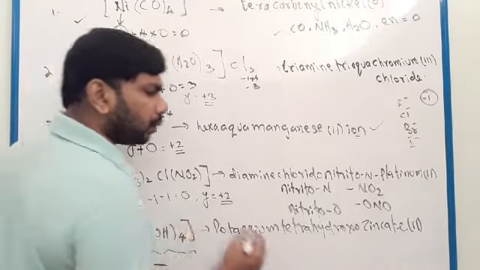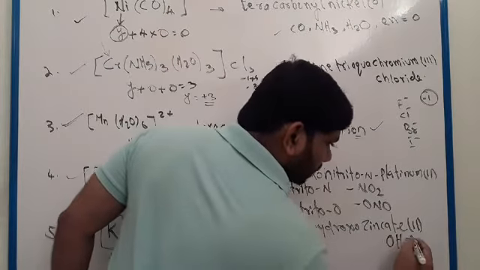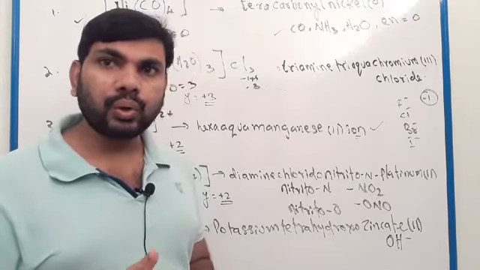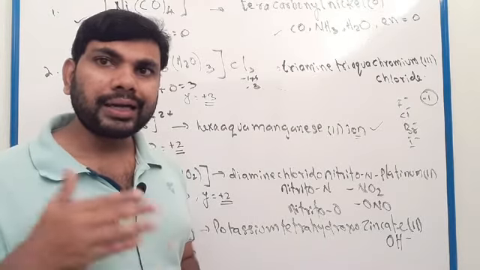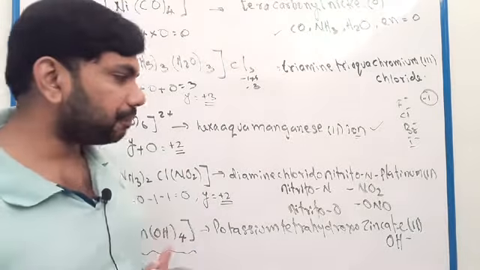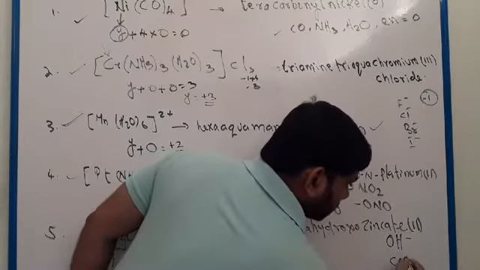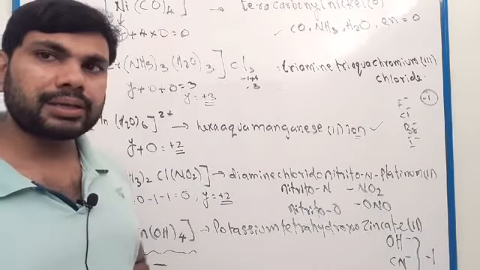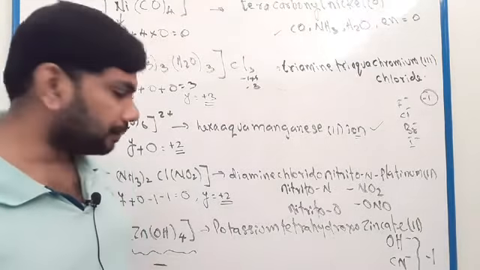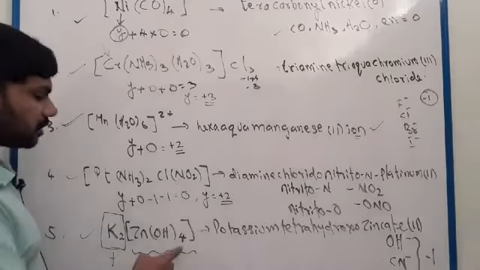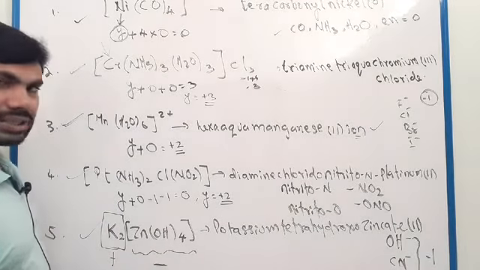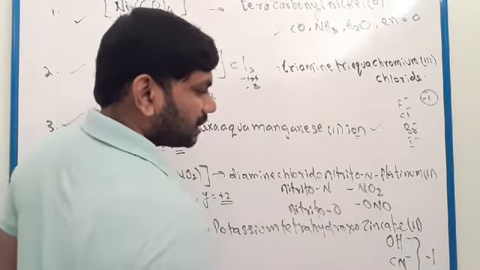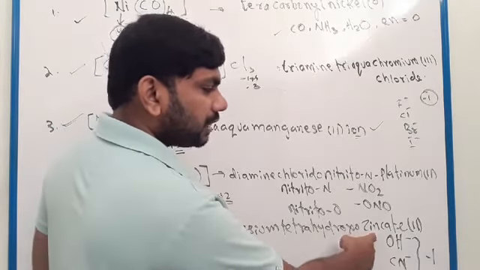Potassium tetrahydroxo, OH is hydroxo. Also remember OH minus: negatively charged ligands, their names end with O. Chlorido, bromido, iodo, hydroxo, cyano. CN minus, cyano. All these have -1 charge. OH minus, CN minus, they have -1 charge. Clear? So potassium tetrahydroxozincate. Zincate, the charge of zinc here is 2.